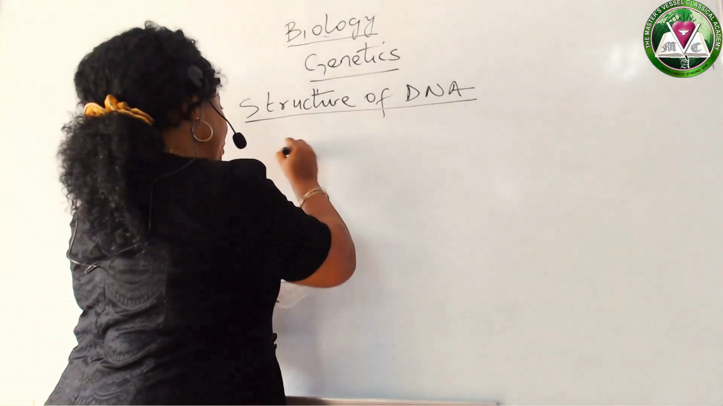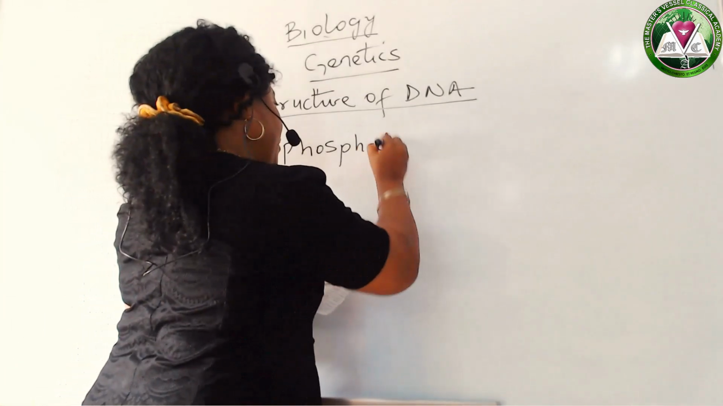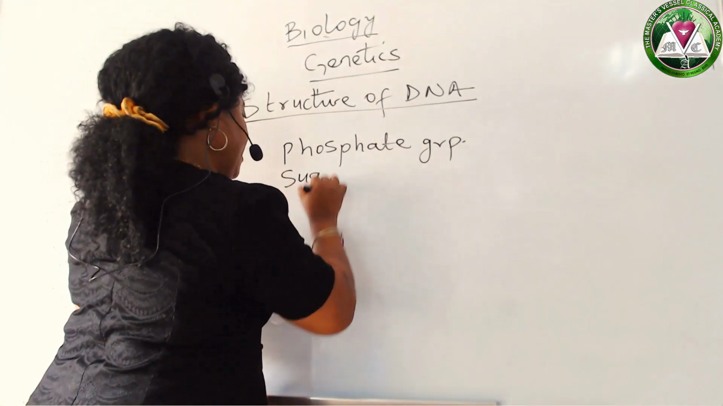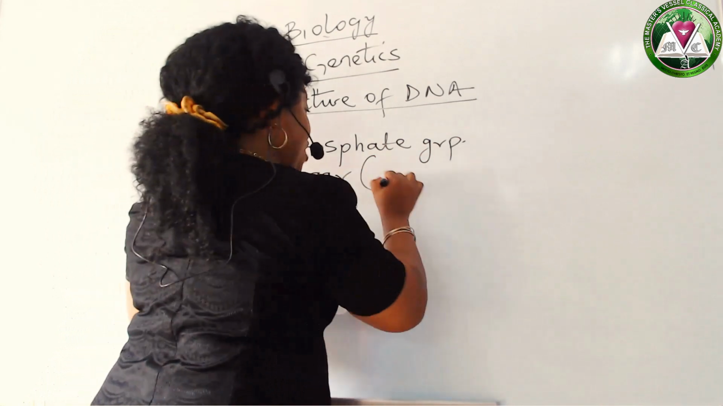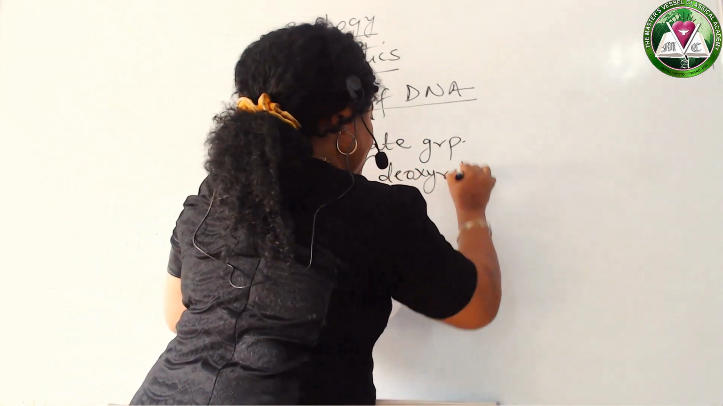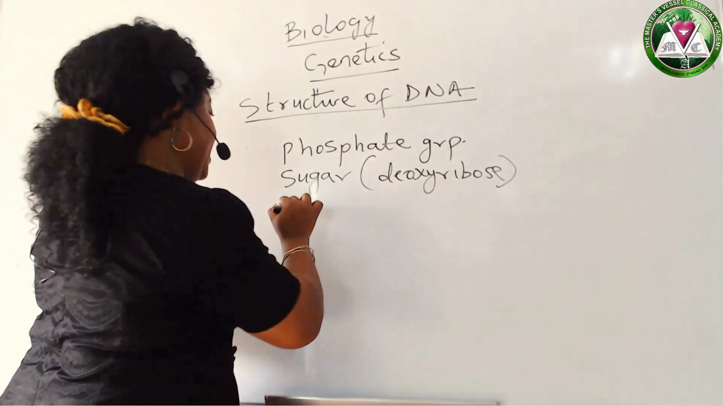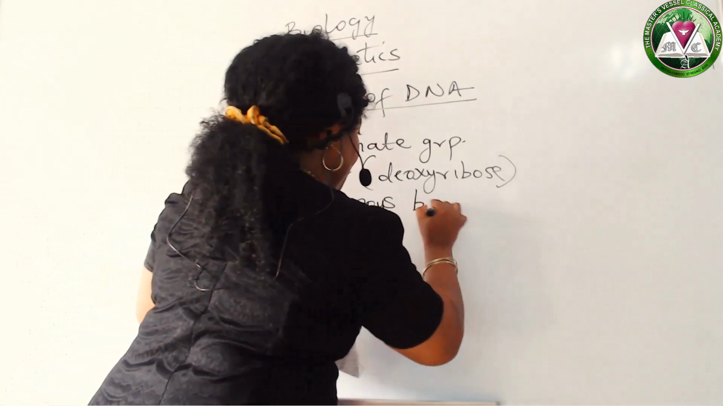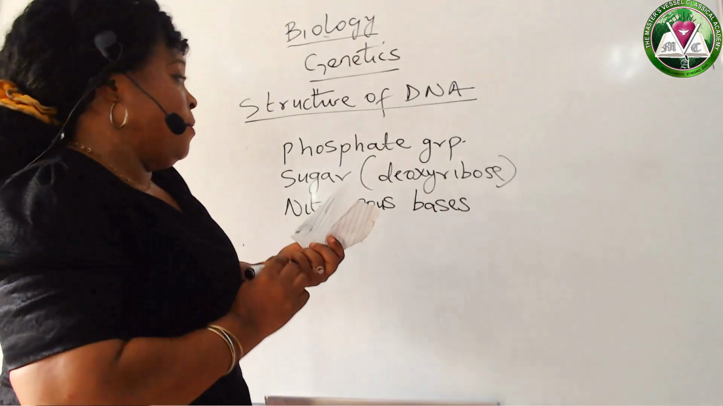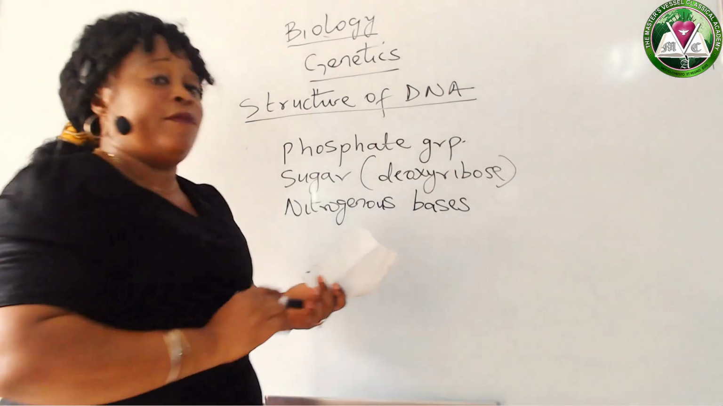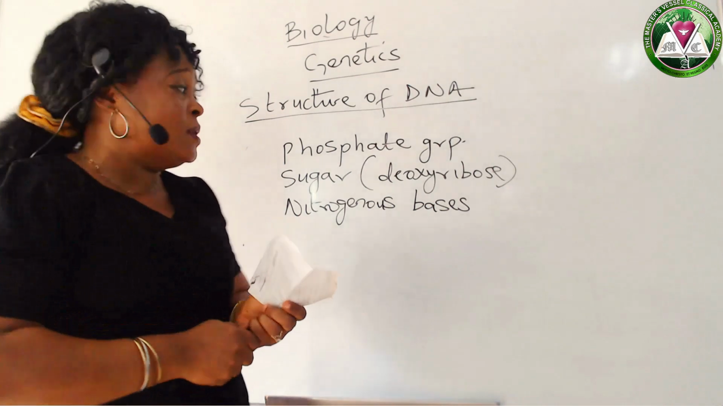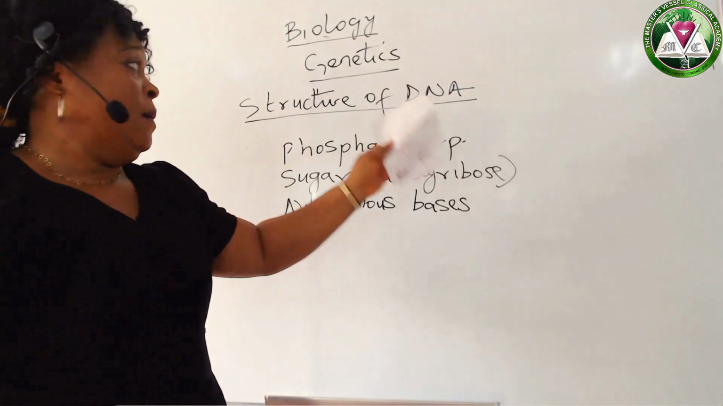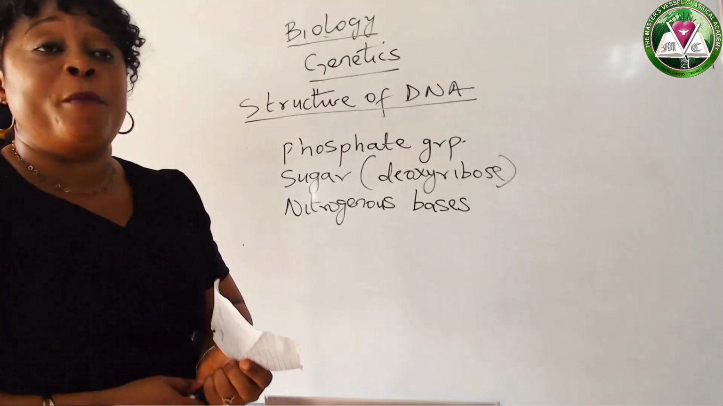One is a phosphate group. The next one is the sugar, which is the deoxyribose. And the third one is the nitrogenous bases. Now, we already know what a sugar is and its functions. And as we go further, we are going to also discuss the ribose and its function in the transfer of information from parents to offspring.